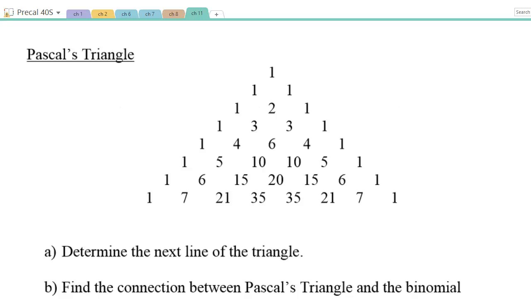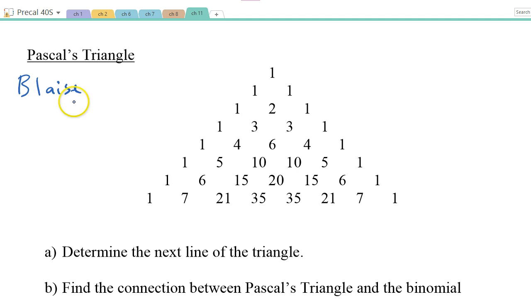Some of you may be familiar with something called Pascal's triangle. I think there's a French mathematician, Blaise Pascal. Blaise was his first name. I don't know, I kind of like that first name. Don't give her many Blaises anymore.